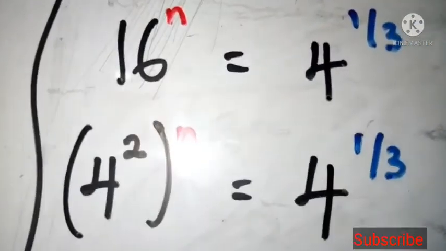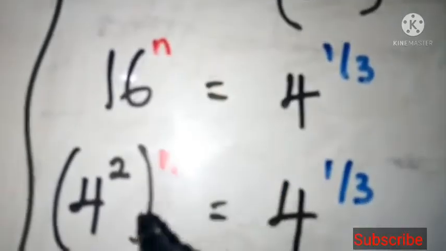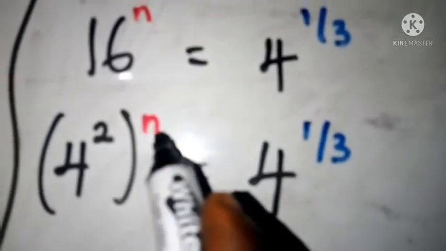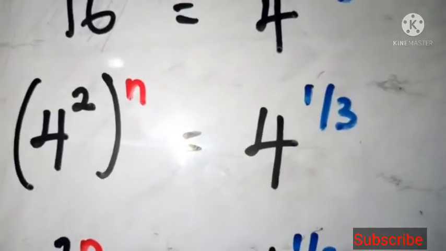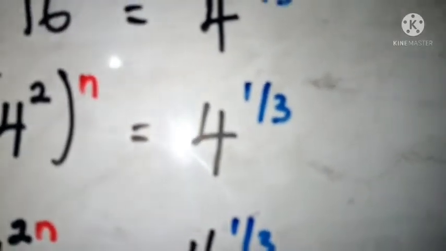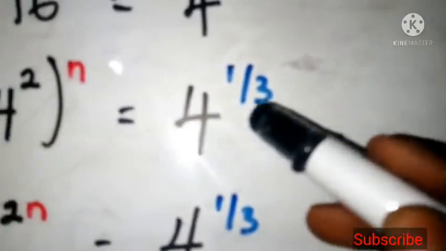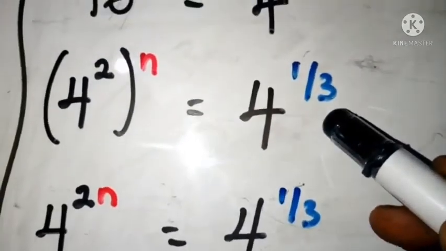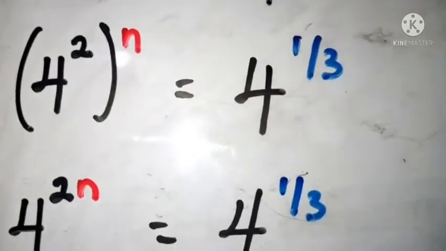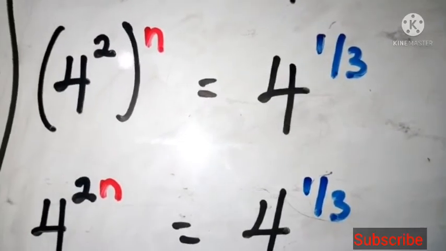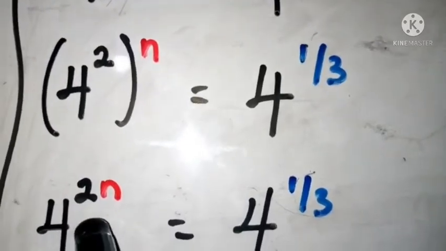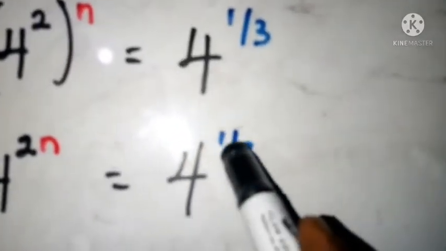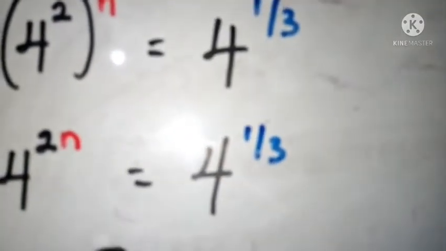I'm just rewriting the number, so we are not doing anything to the outside. So we have 4 squared, all exponent n. On the right hand side we are having 4 exponent 1 over 3. So boom, we are getting to where we are supposed to be. We consider the 2 here as multiplying the n. That's how I got 4 exponent 2n is equal to 4 raised to the power 1 over 3.